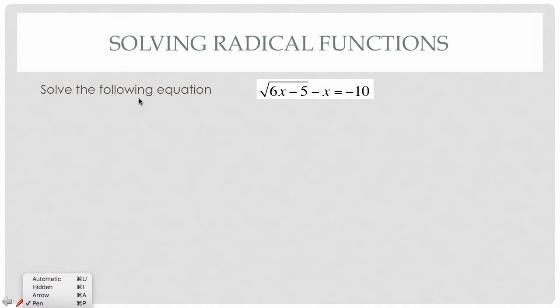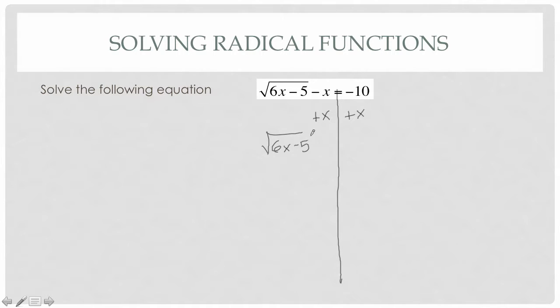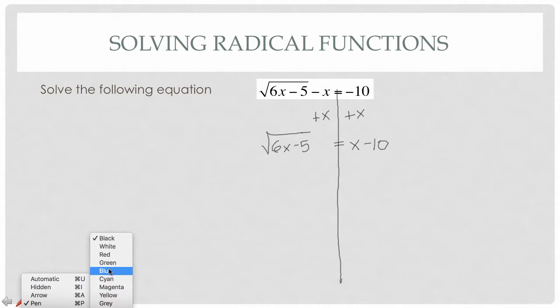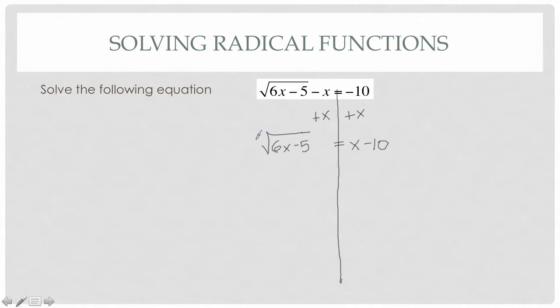Okay, here we are. Let's solve this equation out. So I'm going to draw my line down. Again, I need to isolate the radical, so I'm going to add x to both sides. And what do we have? We have the square root of 6x minus 5 is equal to x minus 10. So we've got it isolated, so it's obvious now. I'm going to square both sides because I have a square root. I need to square both sides.